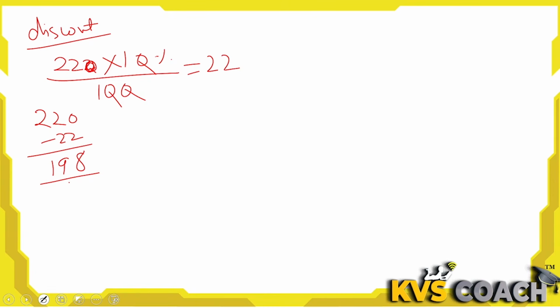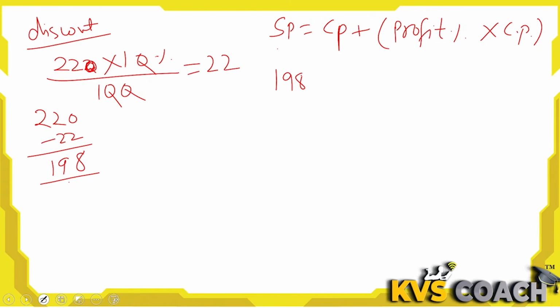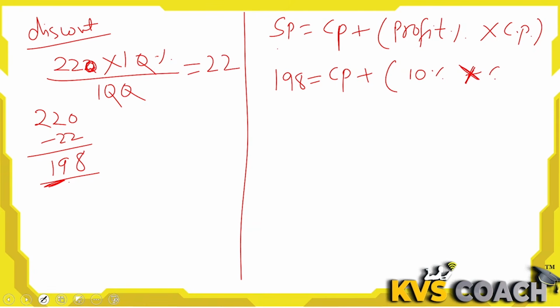Now we have to find the cost price. What is the cost price? The formula is SP is equal to CP plus profit, and profit in percentage. Now what we have to do? We have the sell price, actually 198 rupees. He sold the watch at 198, and the CP we have to find out. And what was the profit? His profit was 10%. Plus into CP we have to find that. Here 198, CP, 10%, we normalize it.